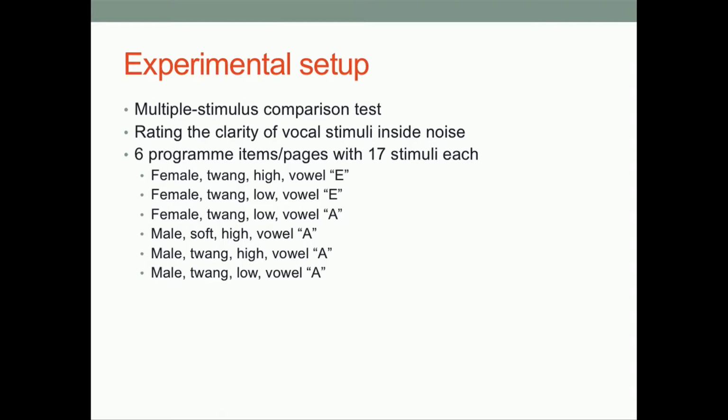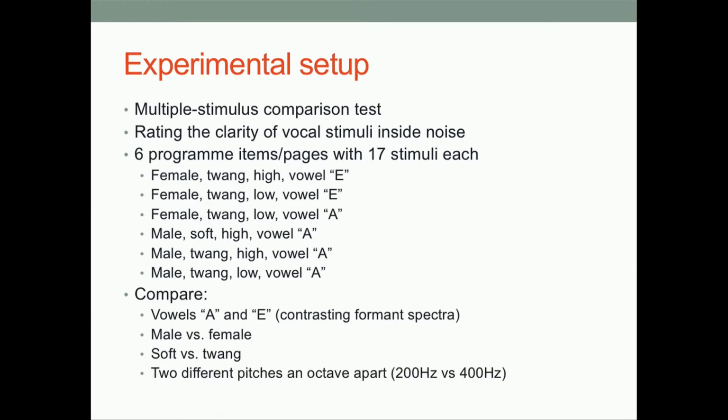So we have some female and some male ones. Some are sung in a twangy way. Others, like we have one soft one, the male one. Then some high, some low, basically an octave apart, like some 200 hertz, some 400 hertz ones. And sometimes I used the vowel A and sometimes the vowel E, because I wanted to find out if there's actually a difference between different vowels. So this is what I already just said. These are the things that differed between the stimuli to try and work out what might be important.